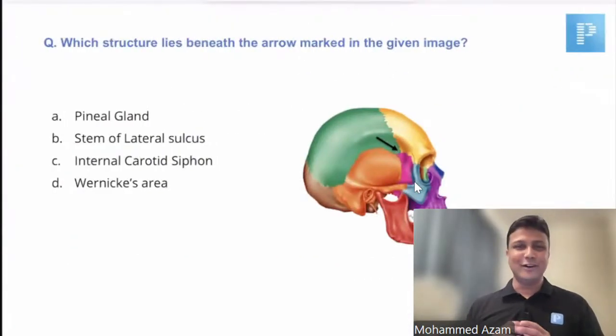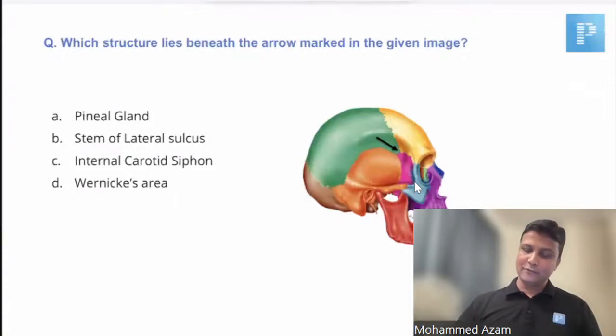Yes, one of the hot favorite questions nowadays in almost every exam, my dear friend. Not only the INI-CET exam, this question is being asked repeatedly almost in every exam, whether it is INI-CET or NEET PG exam or the FMG exam. So please learn this concept very well over here. Which structure lies beneath the arrow marked structure? Of course, we all know it is Pterion.